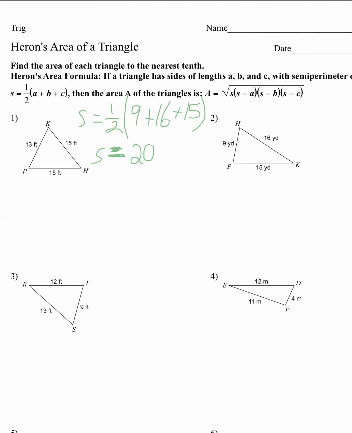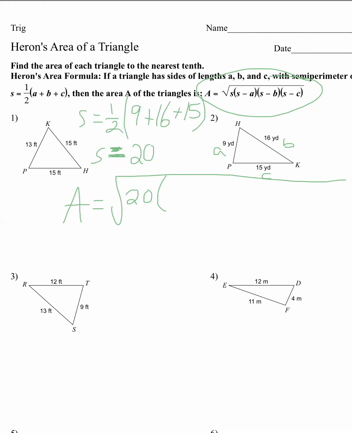And if it helps you to label an A, B, and a C, go ahead, just so you don't lose track. All right, now I'm going to use this formula right here to go ahead and find that area. A equals big old square root. S is 20 times 20 minus A, that's just 20 minus 9. You could do some of this in your head if you want. S minus B would be 20 minus 16. And then S minus C, 20 minus 15. Okay, pop all that in your calculator.